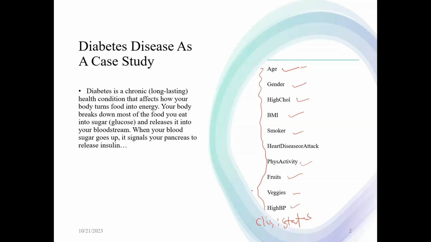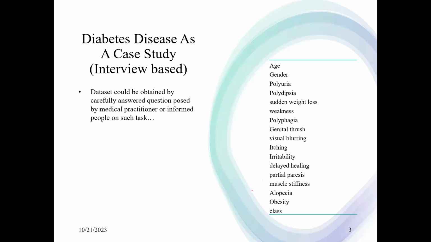Now, this is one example of a possible set of features that could have been gotten for you. In another case, let's look at another possibility. Same, still on the diabetes case study.